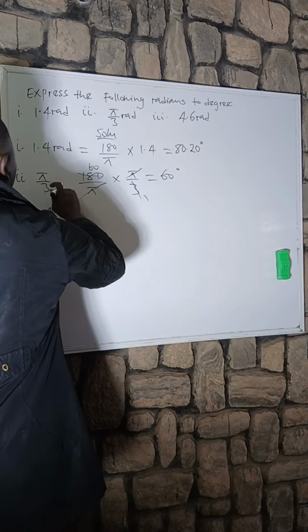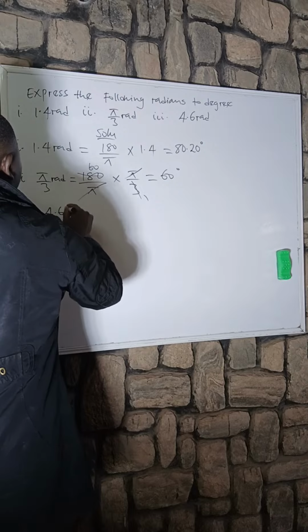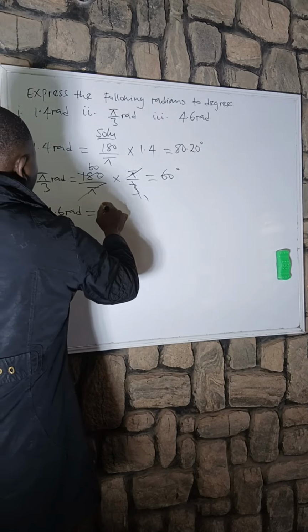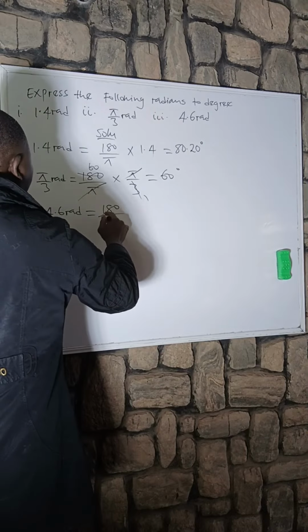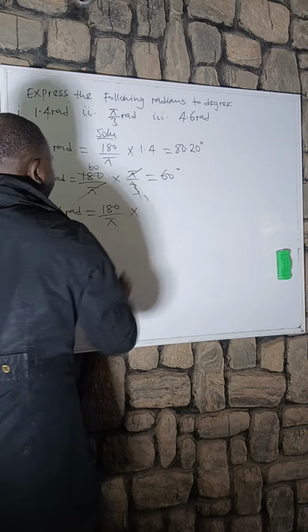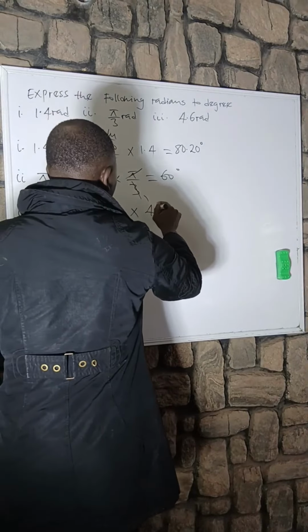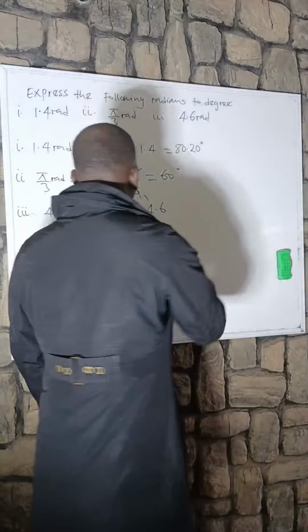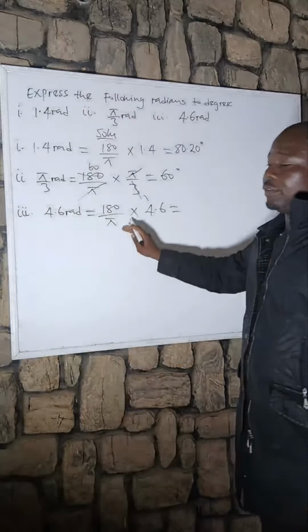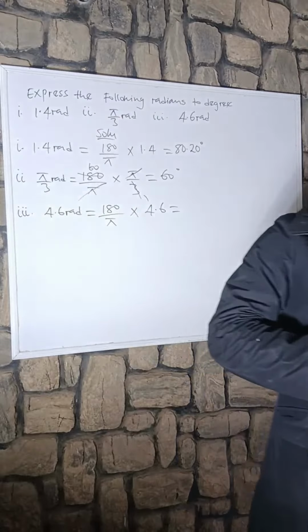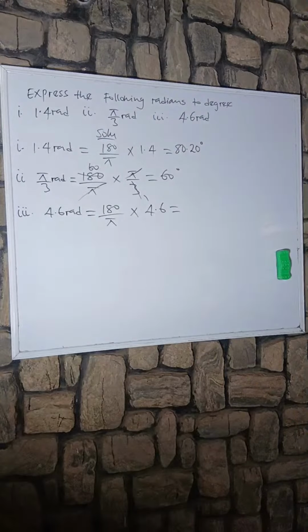Then you finish (iii) 4.6 radian. Now degree equals 180 all over pi times 4.6. Yeah, what is the answer? Write the answer. I need the answer. Use your calculator, please. Yes, I'm waiting. Use your calculator.